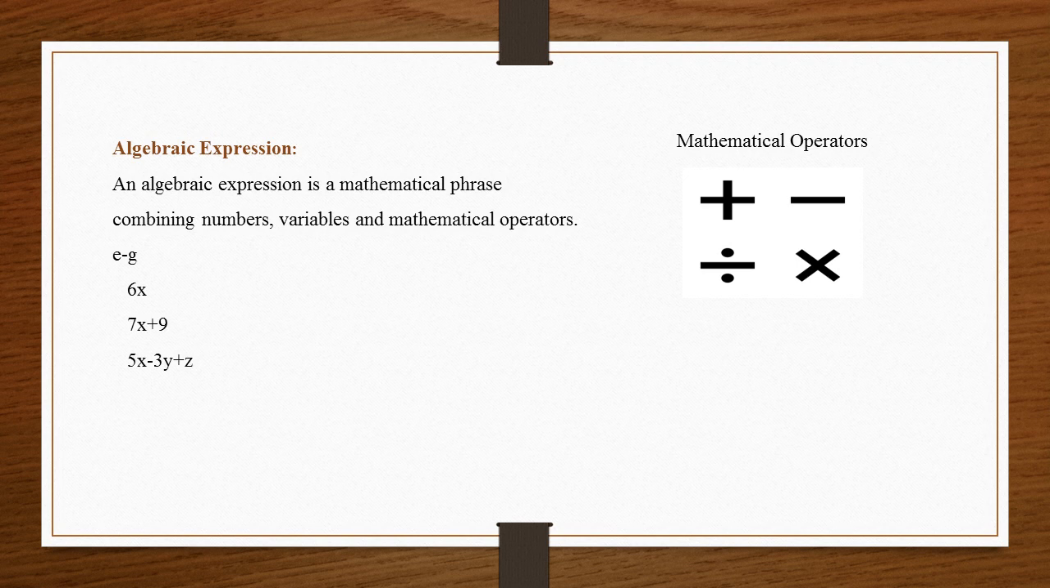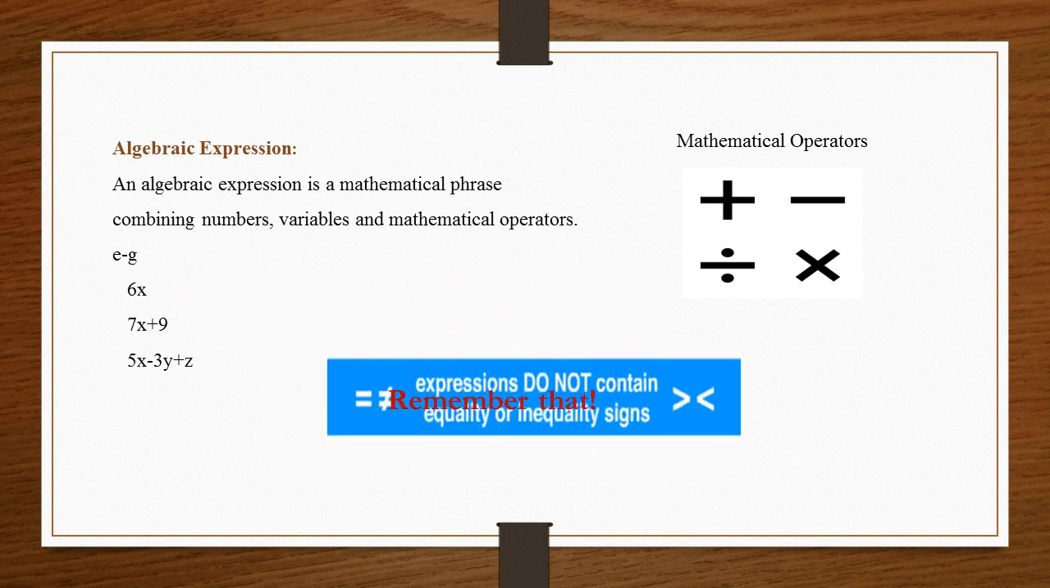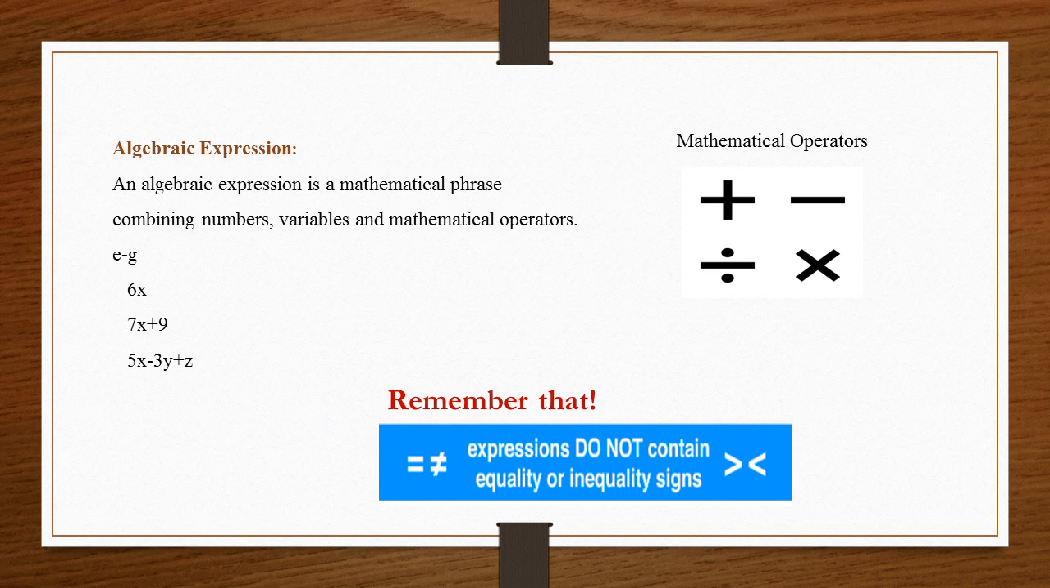Here are some examples of algebraic expressions. 6x is also an algebraic expression because it contains a number and a variable. 7x plus 9 also contains a variable, numbers and a mathematical operator, that is plus. And 5x minus 3y plus z, these are all examples of algebraic expressions. Now there is a little bit of difference between an equation and an expression. Remember that expressions do not contain equality or inequality signs.